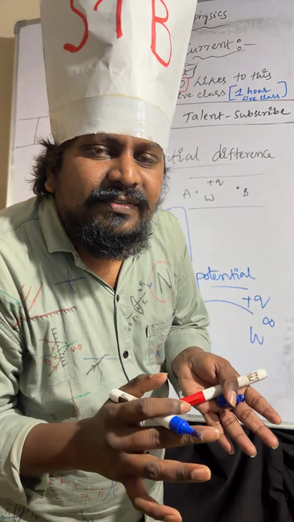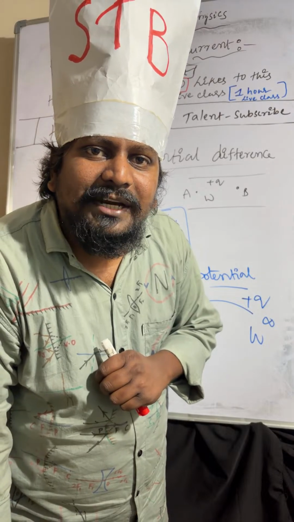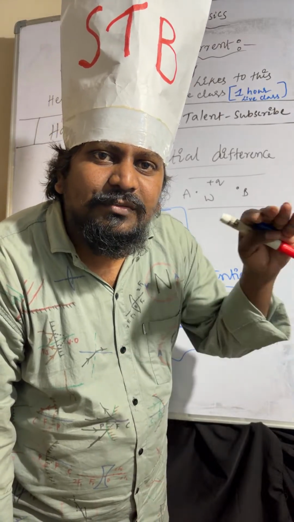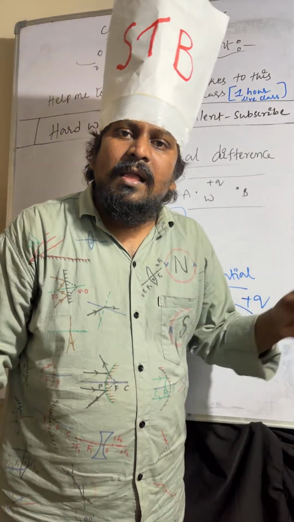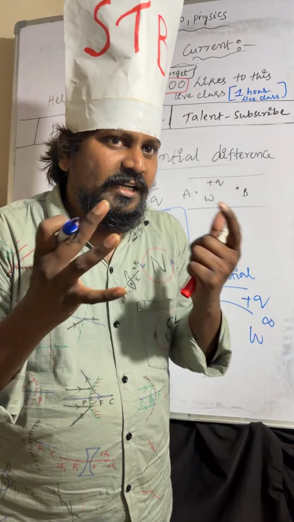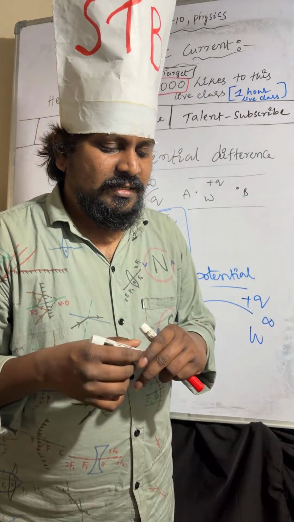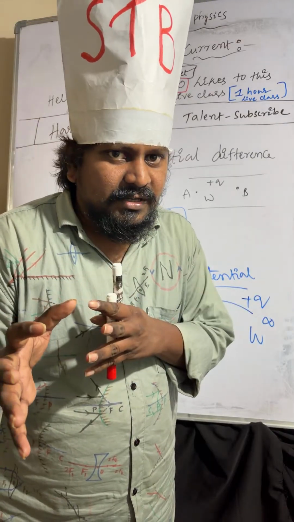1 volt is defined as 1 joule of work done to bring 1 coulomb of charge from one point to another point. That is called potential difference. Understood? Potential difference and electrical potential.